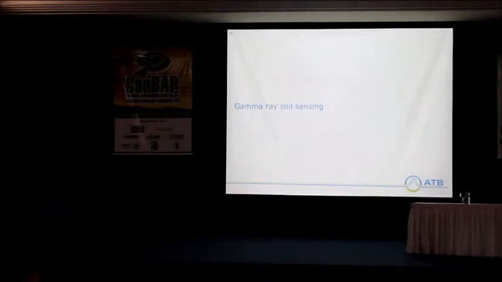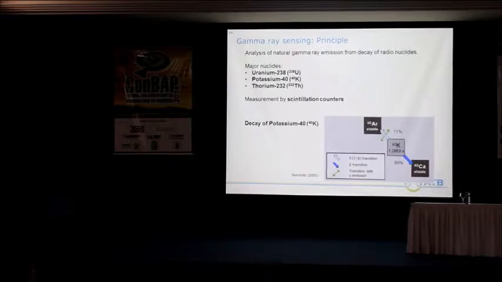So a more recent development is to deploy a gamma ray sensor in soil sensing, and I will explain it. It's based on the analysis of natural gamma ray emission from the decay of radionuclides. The main nuclides are uranium, potassium, and thorium, and it's measured by so-called scintillation counters. What happens? We have this radioactive potassium, and during the decay here to argon, it emits gamma rays, and this is measured by the sensor.